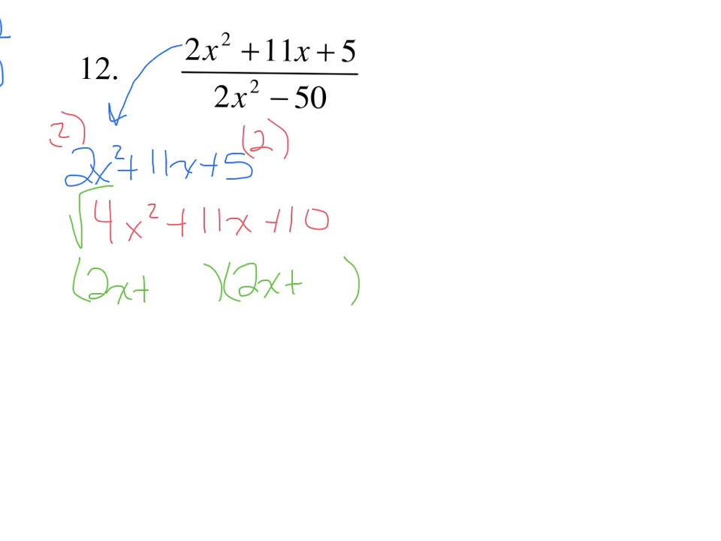So we have our signs in, positive times positive. So same signs mean we're adding. So we're looking for factors of 10 that add to make 11. And that will be 10 and 1. Don't forget the last step where you have to divide off the GCF.